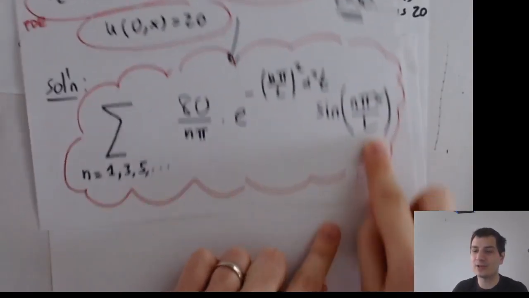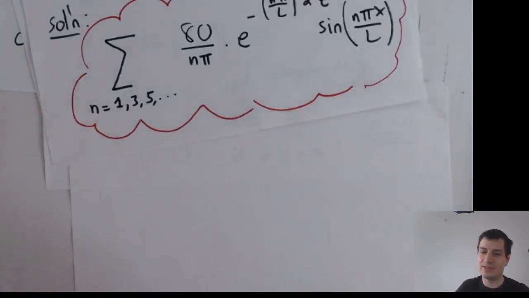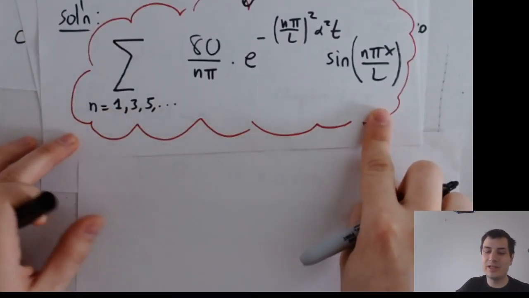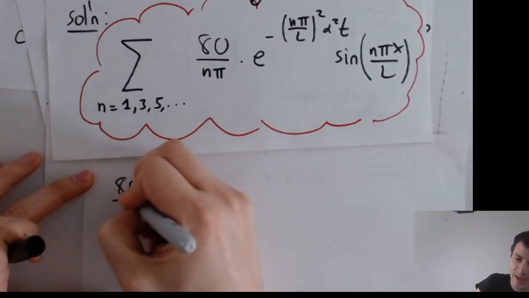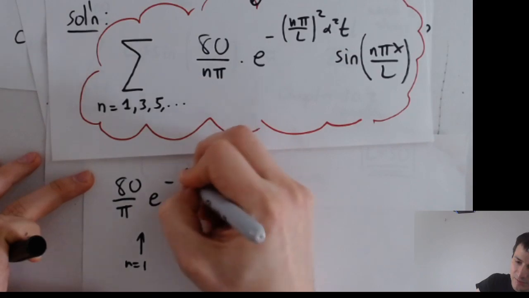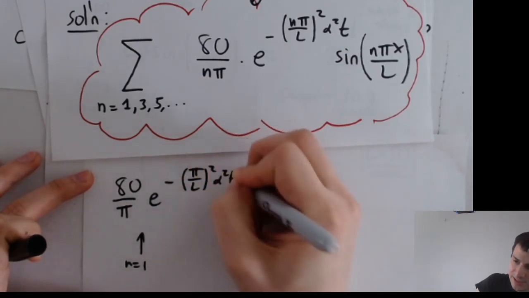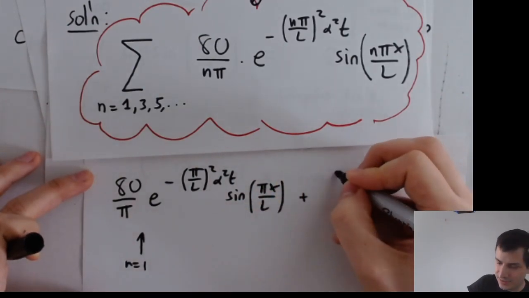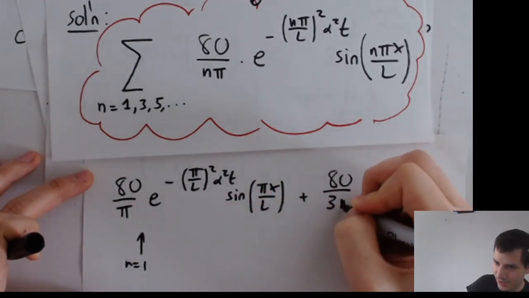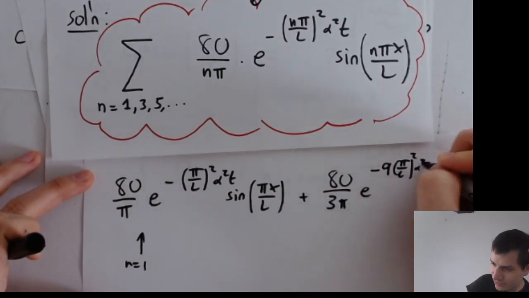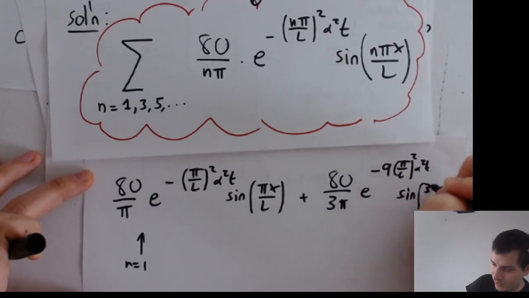And you have these sine functions. If you expand out what this is, if you write out this sum, this is the full infinite sum, but if you write it out, you get 80 over pi, this is the n equals 1 term, e to the minus pi over L squared alpha squared t times the sine of pi x over L. The next term is like 80 over 3 pi e to the minus 9 pi over L squared alpha squared t sine of 3 pi x over L, and so on.